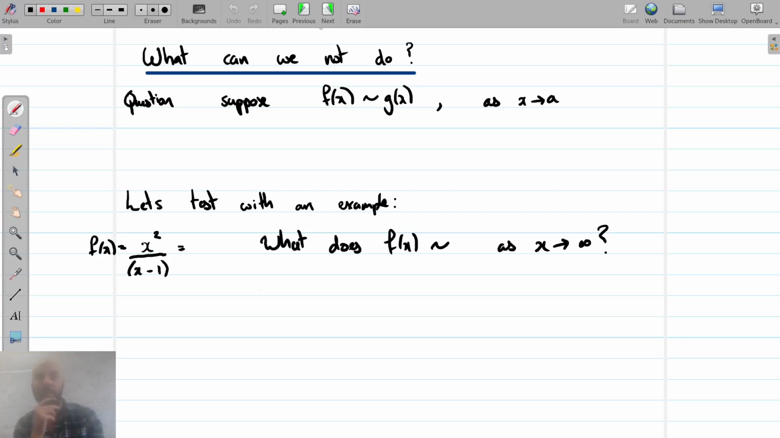So let's start off. Let's suppose I have f of x twiddles g of x as x tends to a. So I'm saying g of x is an approximation for f of x. Does that mean we can say that e to the f of x twiddles e to the g of x as x tends to a?